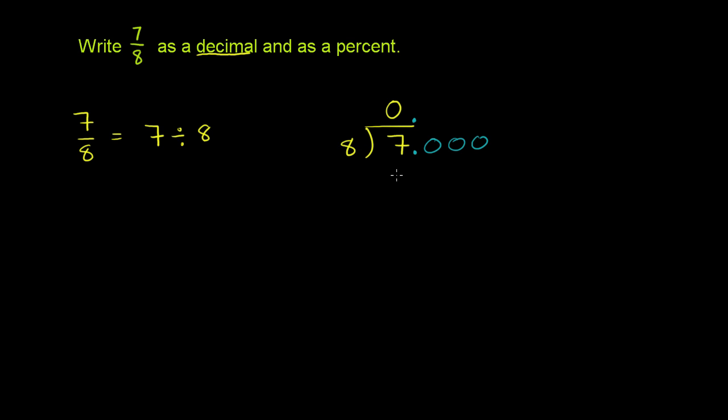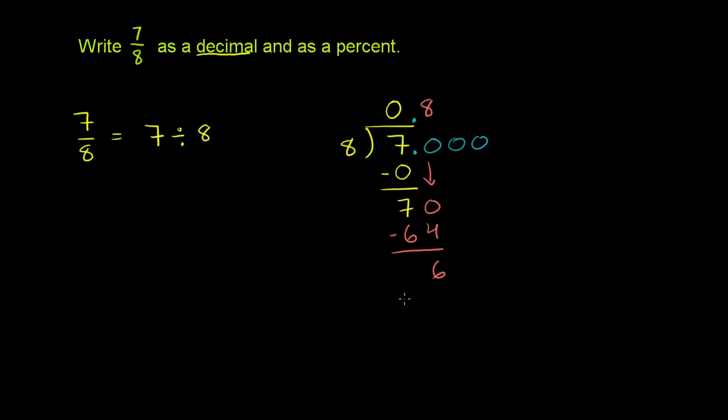0 times 8 is 0. You subtract. 7 minus 0 is 7. Now we can bring down a 0. It becomes 70. And then you say 8 goes into 70 how many times? Well, 8 times 8 is 64, so that works. 8 times 9 is 72. That's too big, so it goes into it 8 times. 8 times 8 is 64. When you subtract, 70 minus 64 is 6.